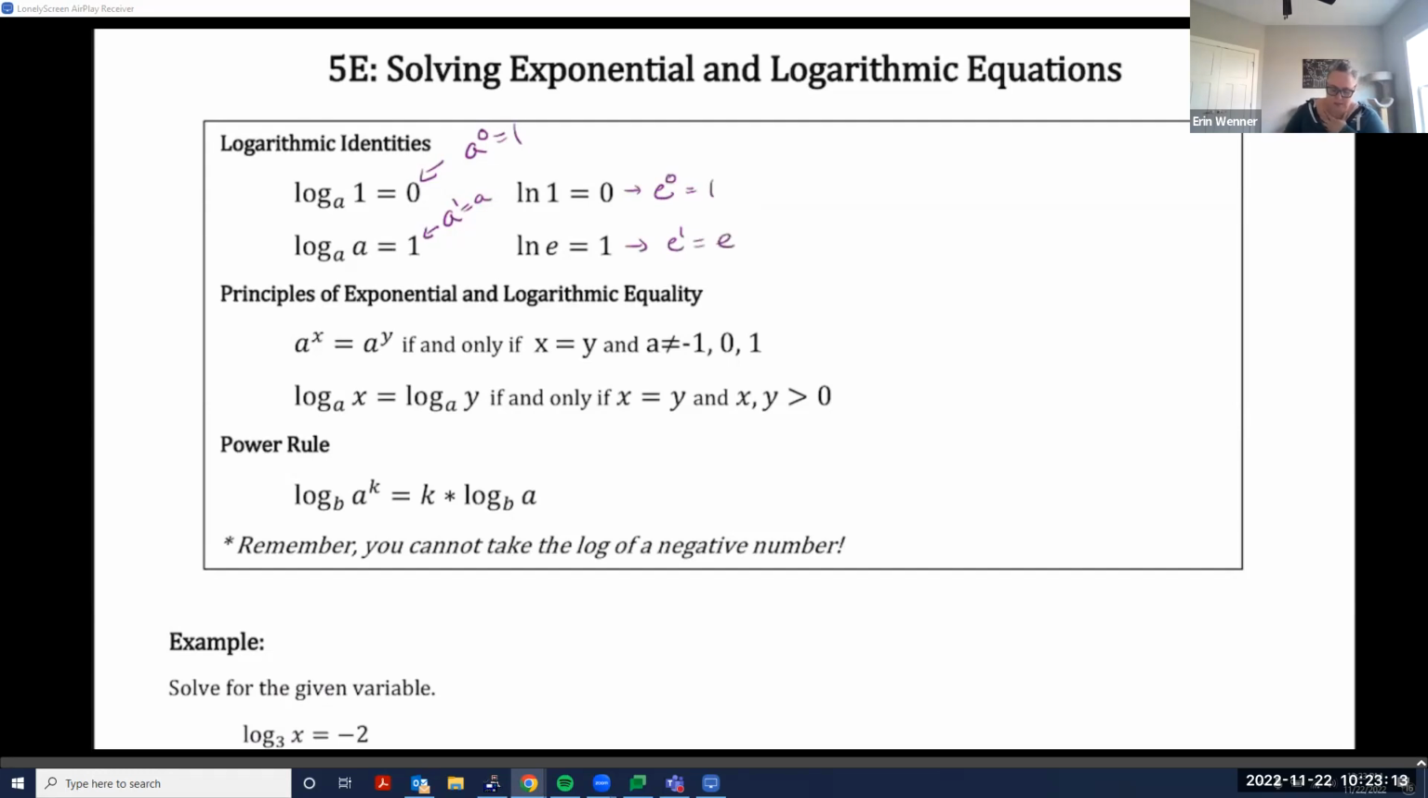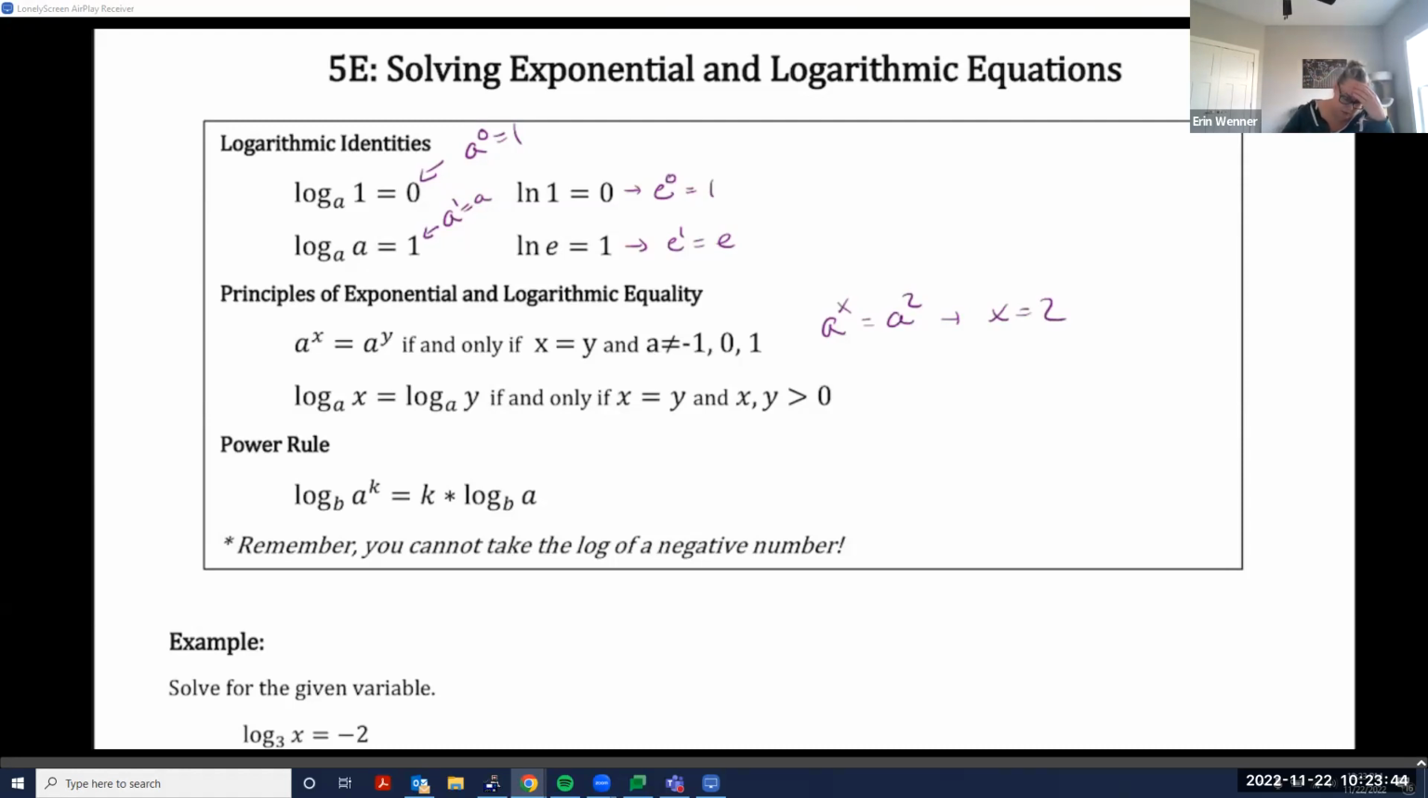We have some ideas of exponential logarithmic equality. If a to the x equals a to the y, that is true if and only if x equals y, and our a value is not -1, 0, or 1. So how would this work? Well, if I had a to the x equals a to the second, we would say that x equals 2. That's how we would solve for that. Because again, the only way that that relationship is true is if the exponents are actually equal to each other.